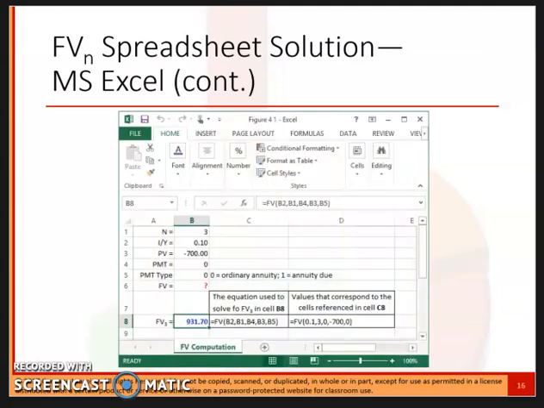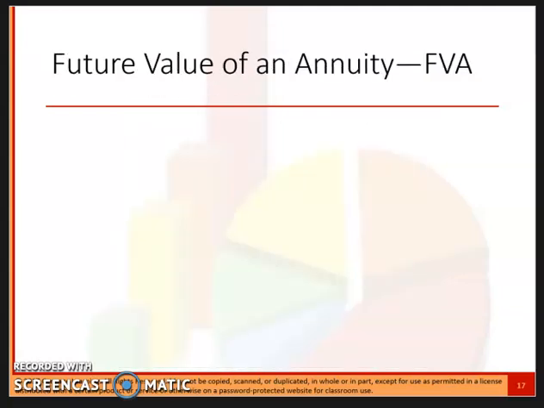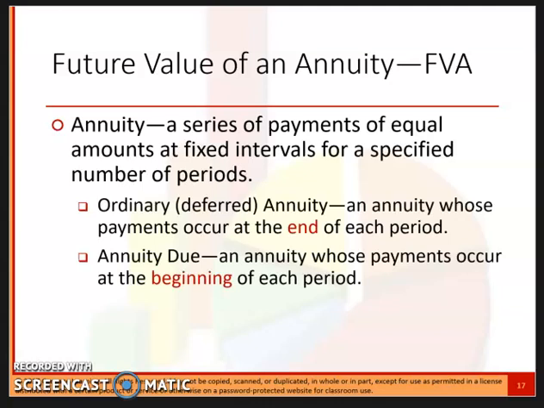So, future value of an annuity. An annuity is a series of payments of equal amounts over some specified interval. We have two types here. We have ordinary, which means the payments are at the end of each period. Annuity due means the payments are at the beginning of each period.